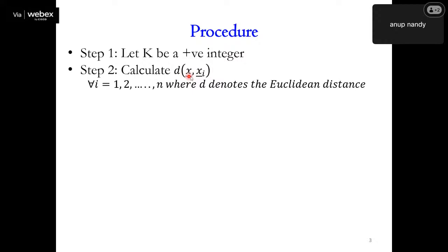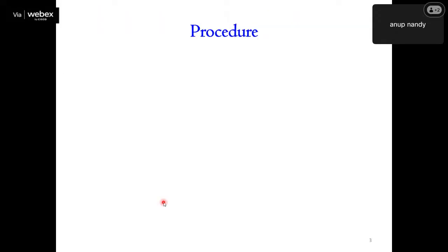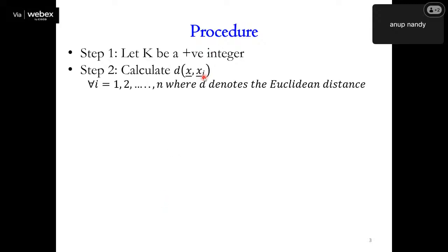So this is the unknown point, this x. This point is to be classified, as I already told you. The class label of this x is not known, okay. You are given the observations xi, whose class labels are given. Now you need to calculate the distance between x and all the xi's.